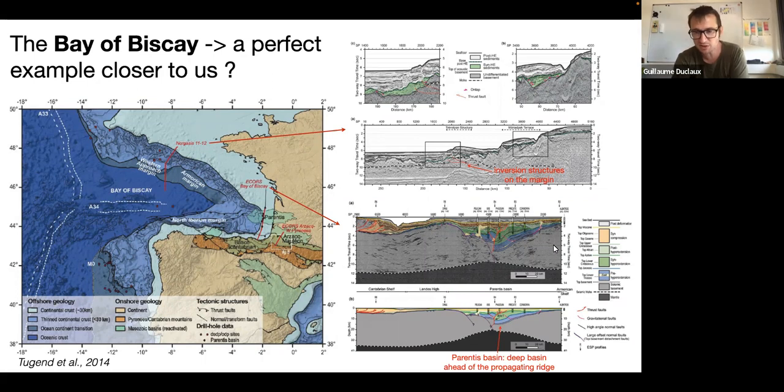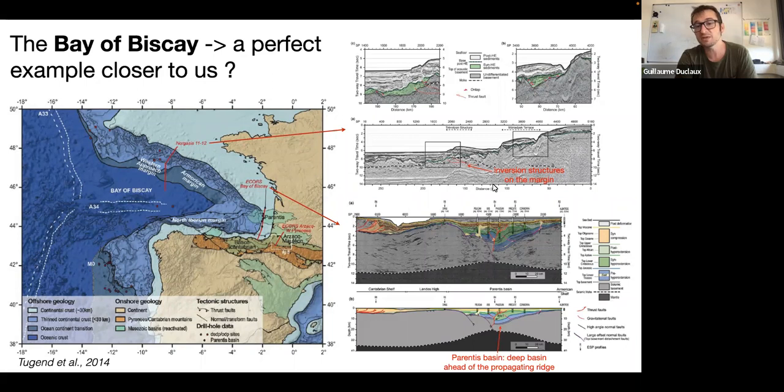And you've got some seismic section here of Tugend and co-workers, which they interpreted here. And you see the basin is going, this is in two-way time, so it's not migrated. Oh yeah, it's migrated here. The basin is going as deep as about 20 kilometers and filled with sediment in this region.